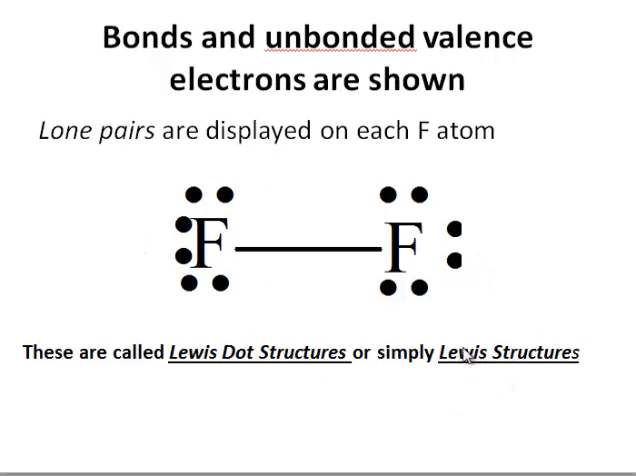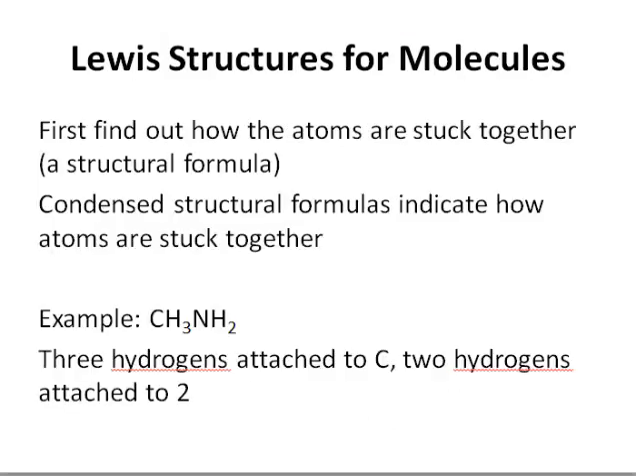You'll see in this lecture and the following lectures that Lewis structures can be made for any type of compound, any type of molecule, any situation where atoms are stuck together with bonds. To make a Lewis structure for a molecule, first find out how the atoms are stuck together. We've had a pretty easy situation now with H2 and F2.